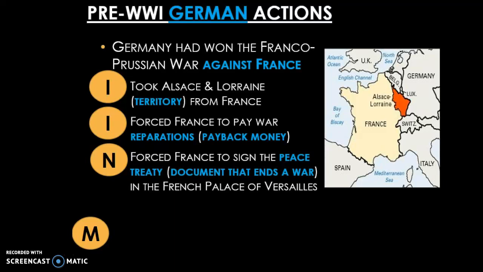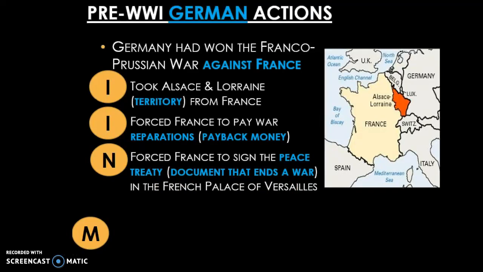Now, after Germany won the Franco-Prussian War, Germany forced France to sign the peace treaty. A peace treaty is a document that ends a war. Now, the embarrassing part of this peace treaty is that the French were forced to sign this treaty. They were forced to sign this document acknowledging defeat at their own French Palace of Versailles. The French Palace of Versailles back then was pretty much like the White House.